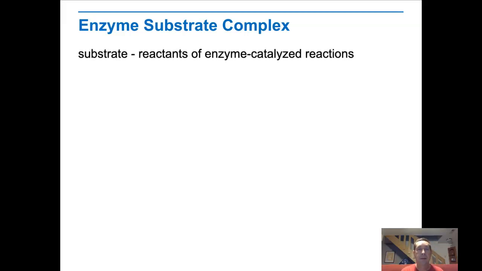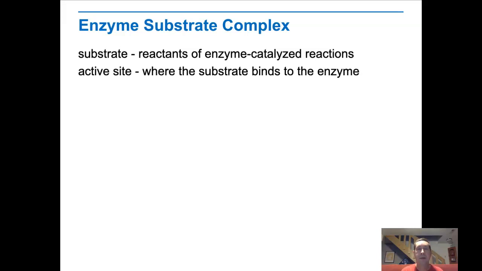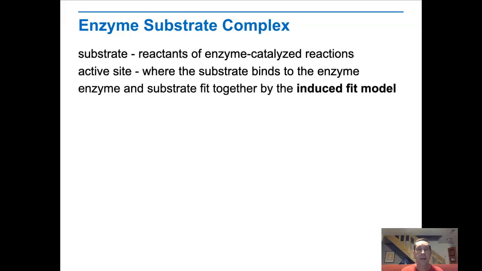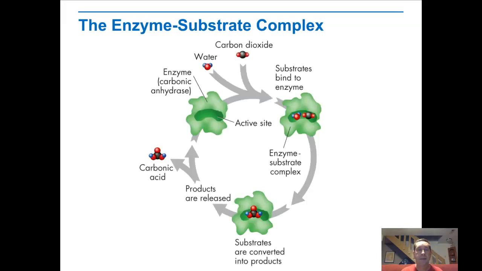So the way enzymes work is they have an active site, and that active site fits with the substrate, the reactants in the reaction that they speed up. So a substrate is the reactant of an enzyme catalyzed reaction. The active site is where the substrate binds to the enzyme. The enzyme and substrate fit together by what we call the induced fit model, where the substrate changes shape slightly as it fits with the active site, and that weakens the bonds, and that's what lowers the activation energy.